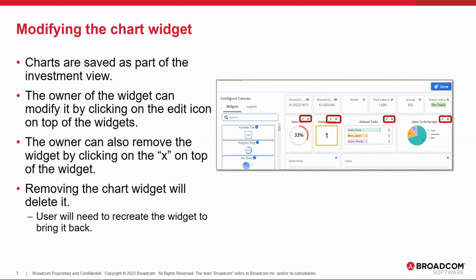The owner of the widget can modify it by clicking on the edit icon on top of the widget or clicking on the X icon to delete that widget. Of course, clicking on the X will delete the widget, and if the user wants to bring the widget back, they will have to recreate it by adding its conditions.